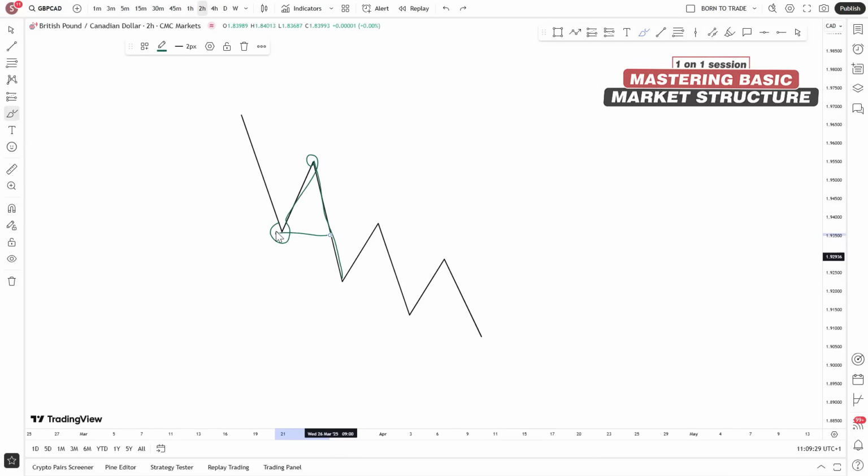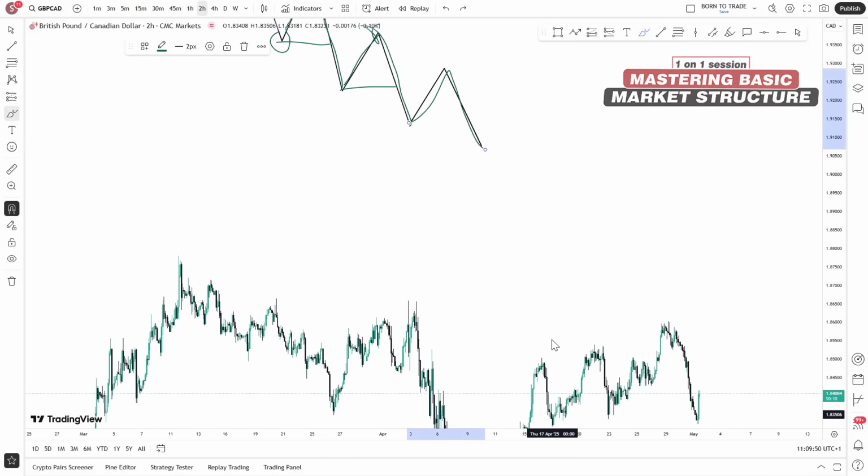Now, when price broke structure to the downside, the expectation is that we're going to have a pullback. And during this pullback, we don't expect it to get to the lower high. If it gets to the lower high, it's a shift in structure, or we call it a change of character. So after we had this pullback, price continues to the downside, breaks structure again, and we have a pullback and a continuation to the downside.